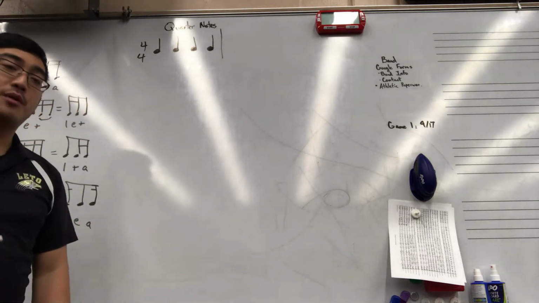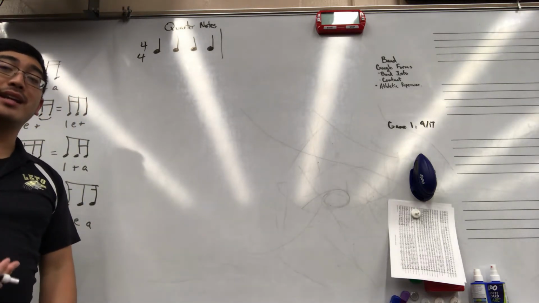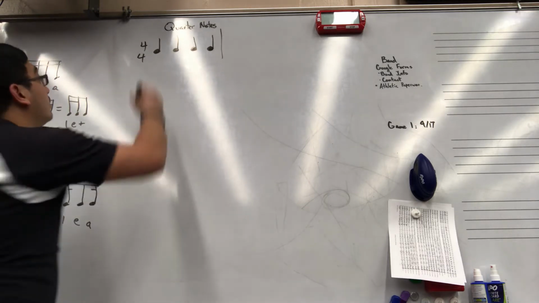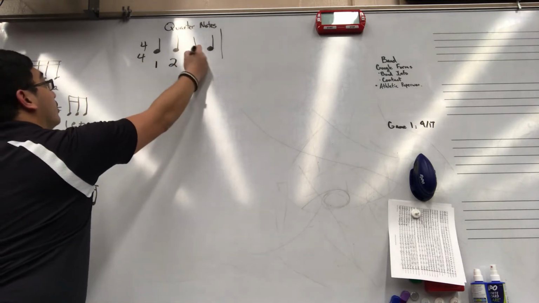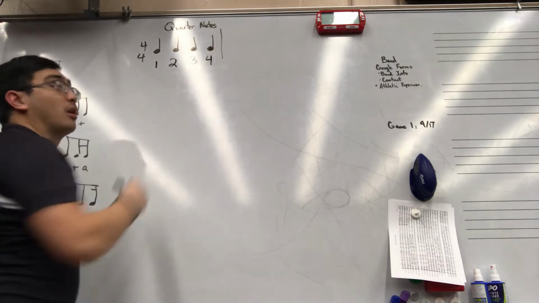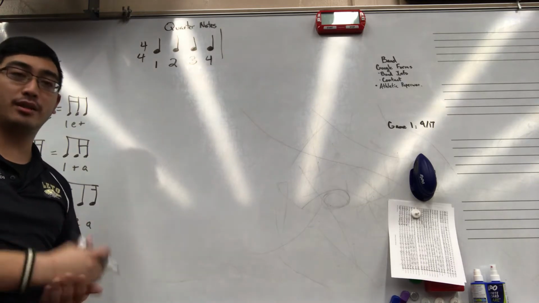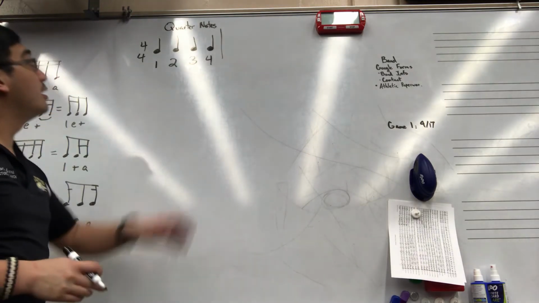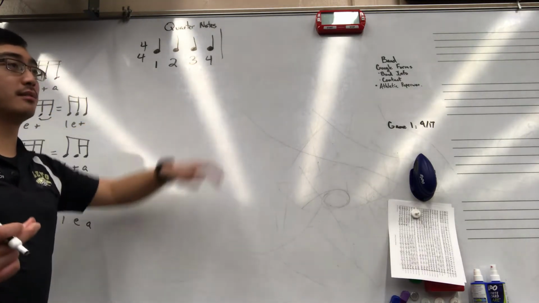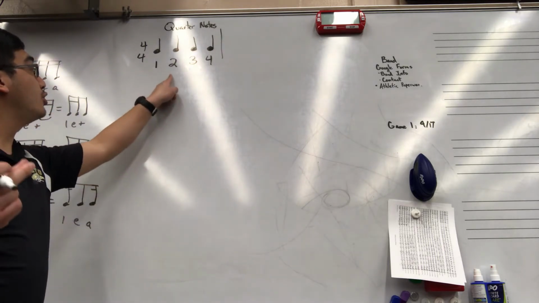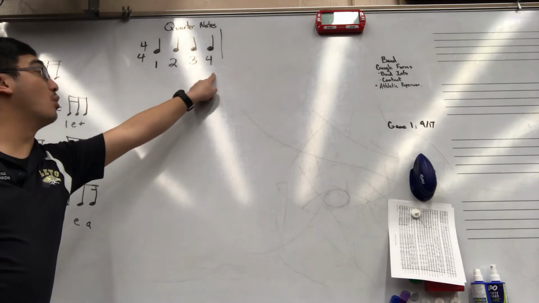For the rhythm of quarter notes, when you're writing in the counts, each quarter note gets a number: 1, 2, 3, 4, depending on which part of the measure it's in and which beat the quarter note fits into. So this rhythm would sound like this. 1, 2, 3, 4.